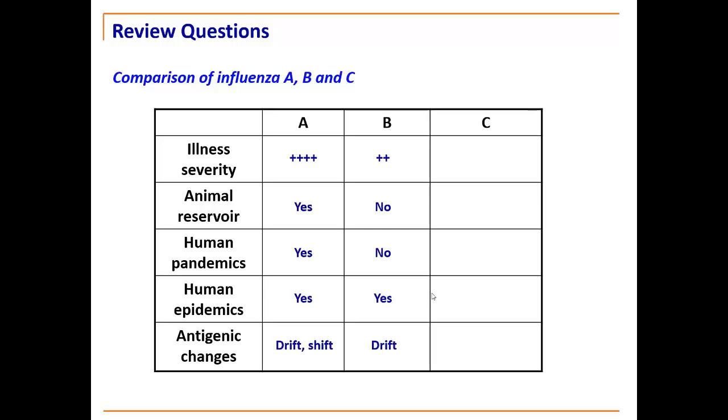Finally, influenza C. Illness severity, it's fairly mild and mainly in children. Animal reservoir, no. Pandemics, no. Epidemics, very, very occasional. Antigenic changes, drift, but it's very stable, so it mutates quite slowly.